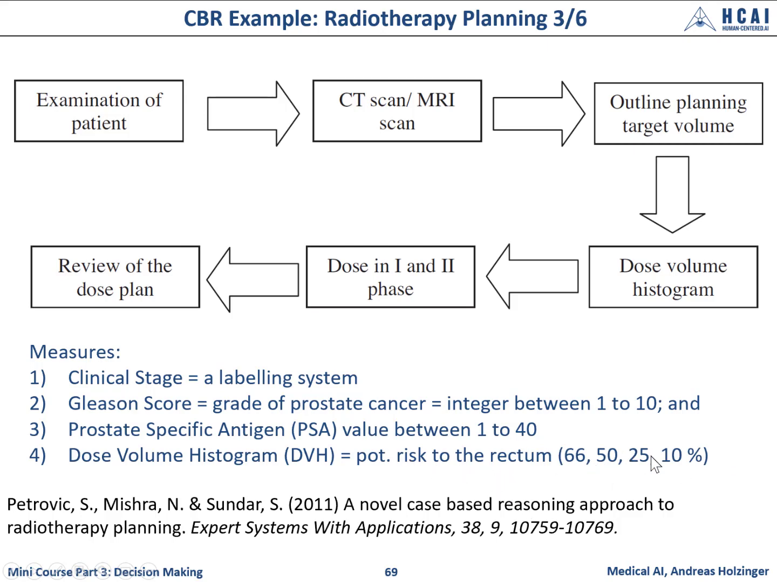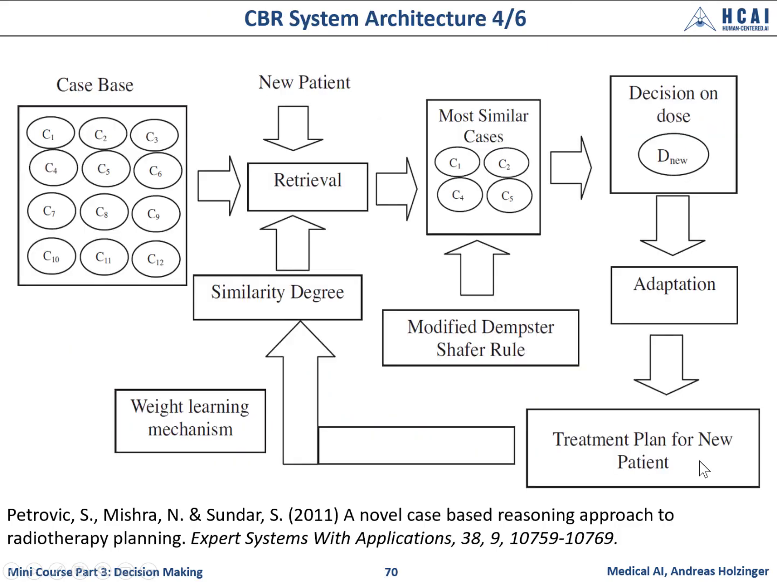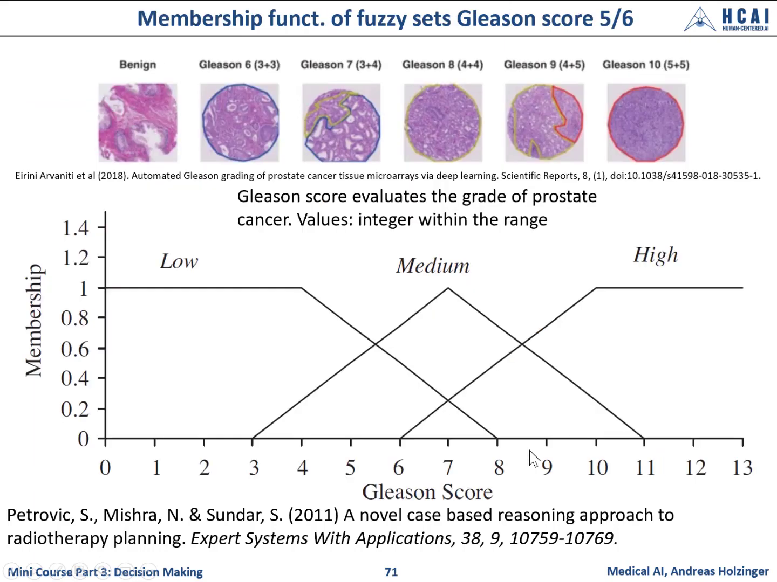So this is also a value between one of these percentages. So this works now in this system. The cases which are similar to the new case are retrieved using a fuzzy similarity method, and this is called modified Dempster-Shafer theory. And this is applied to fuse the information from the retrieved cases together and to generate a solution as shown in the slide. But we do not focus now on this detail. I just show you how this fuzzy sets work.